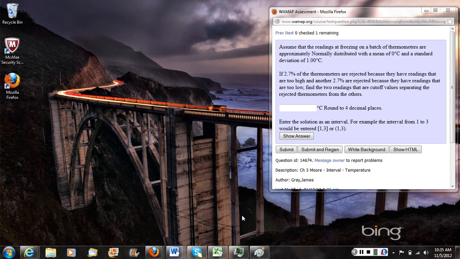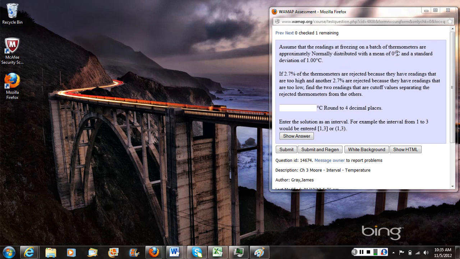Here's the problem that we're going to be working on today. We assume we're a business, and our business is to manufacture thermometers. We hope that when it's freezing outside, the reading on our thermometer is 0 degrees Celsius. That means that the thermometer is working correctly.